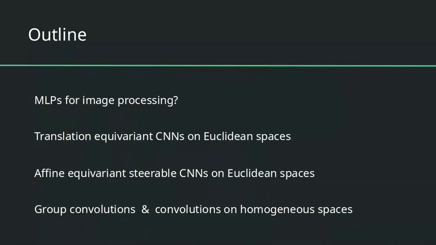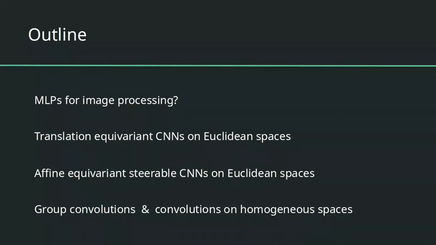In the beginning, I will first have a very short intro on MLPs, multi-layer perceptrons, which are kind of the standard archetypal neural network architectures. And we will think about how you can use them to do image processing and why they are not desirable to do that. And then convolutional networks are kind of resolving this up to a certain extent. So this is the second part, translation equivariant CNNs.